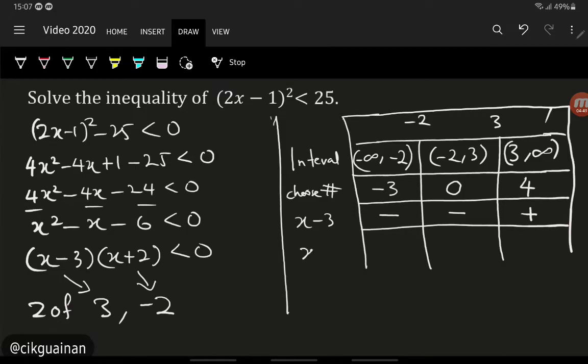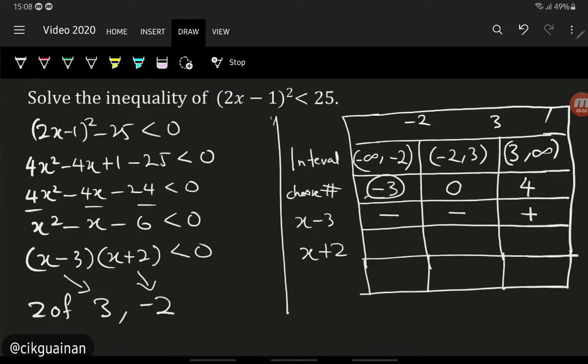Next is the second factor, x plus 2. Then we close them. Not yet closed, this one is the last one. Minus 3 substituted here: minus 3 plus 2 is minus 1. Minus 1 is a negative number. 0 substituted here is 0 plus 2 equals plus 2. Plus 2 is a positive number. 4 plus 2 is 6. 6 is a positive number.